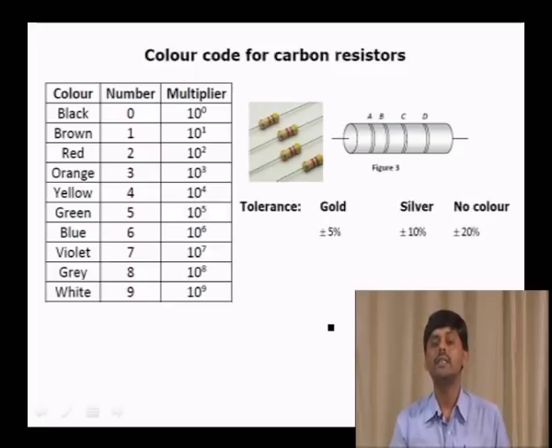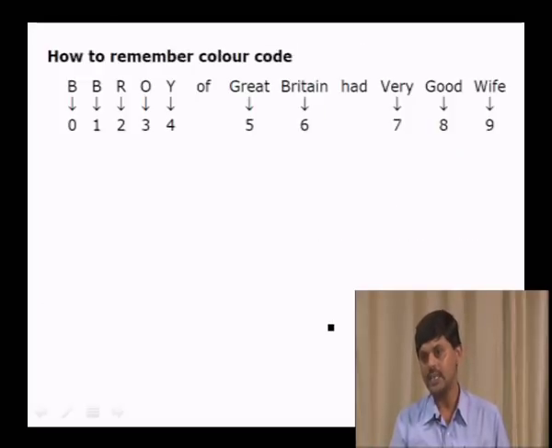How do you remember this list of colors? We have a sentence for that: B.B. Roy of Great Britain had a very good wife. This is the sentence to remember all the colors. The first color is black 0, brown 1, red 2, orange 3, yellow 4, green 5, blue 6, violet 7, grey 8, white 9. Like that we remember the colors, and we can easily calculate the color code for any resistor.